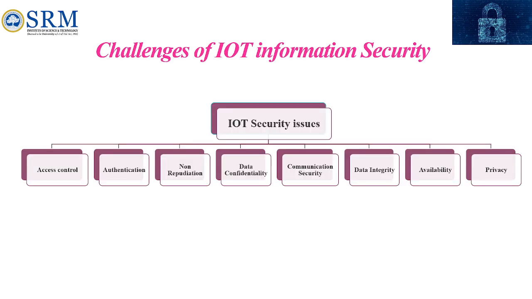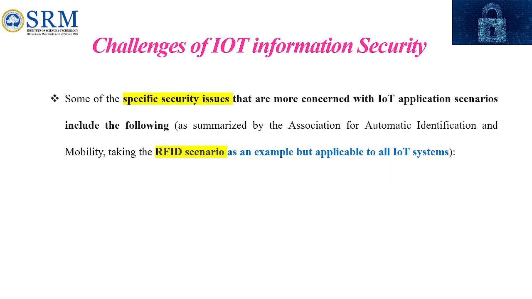And at last, these are the IoT security issues: access control, authentication, non-repudiation, data confidentiality, communication security, data integrity, availability and privacy. These are the different types of security issues which you see in general. So the main concept over here is not this one. Why? Because these are already security issues which you see in the starting of IoT, right? So we can compare this along with ICTs.